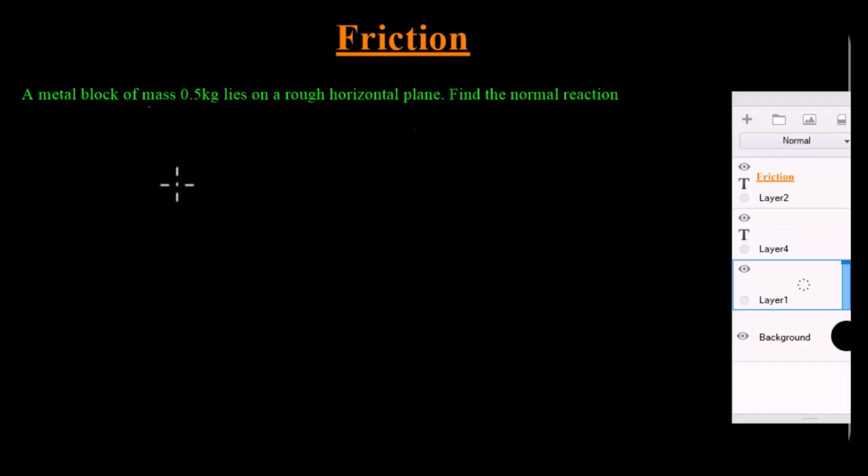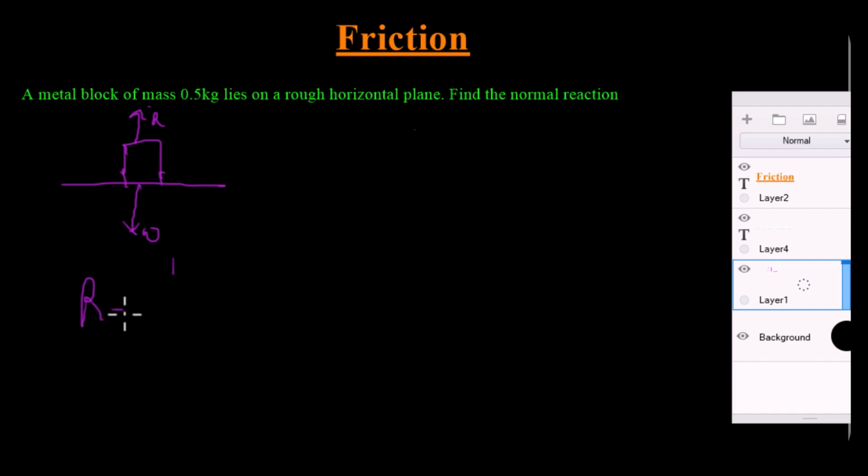All right, so for the second question, we're told that a metal block of mass 0.5 kg lies on a rough horizontal plane. Find the normal reaction. So again, we just want to sketch a metal block lying on a rough horizontal surface. This time around, we're not given the frictional force, we're not given the applied force. But definitely, we're not asked to find anything that involves both. We're just asked to find the normal reaction. So we know we have our weight force always pointing down, W, and then the reaction pointing up, R, which is what we're looking for.